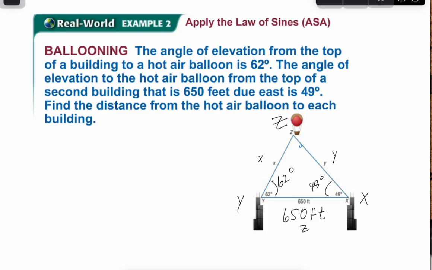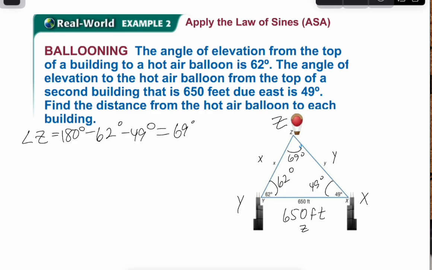Exactly. Find that angle that you're missing, because that's a really quick fix. So angle Z is going to be 180 minus 62 minus 49. We'll have now a pair. Okay, so 180 minus 62 and minus 49 is 69 degrees. Let's put that in there.